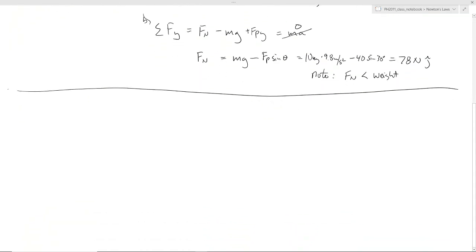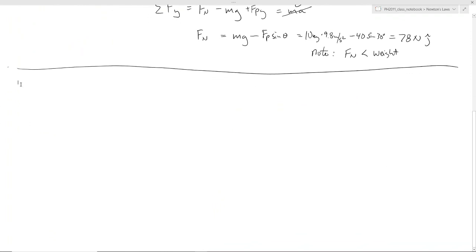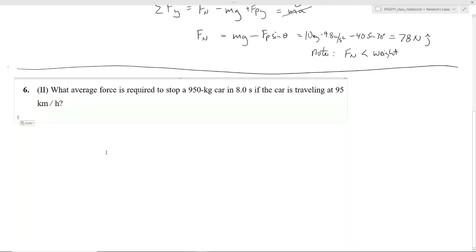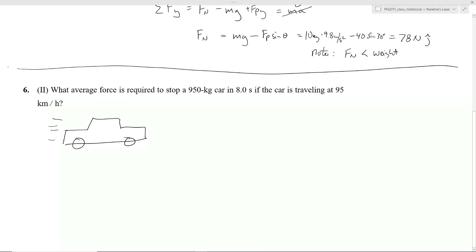Okay, so this example that I want you to see will give us an opportunity to connect with kinematics that we talked about a couple chapters ago. And the question is, what average force is required to stop a 950 kilogram car in 8 seconds? The car is traveling at 95 kilometers per hour. Okay, so let's give ourselves a cartoon of this situation. We have a car. It's going at 95 kilometers per hour.